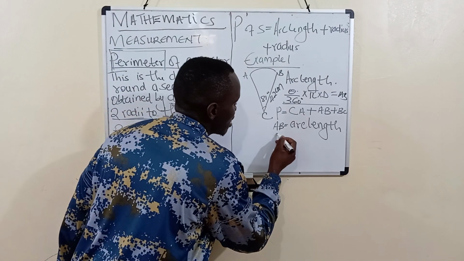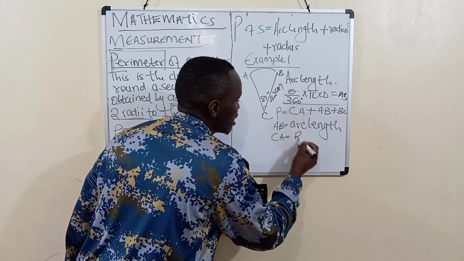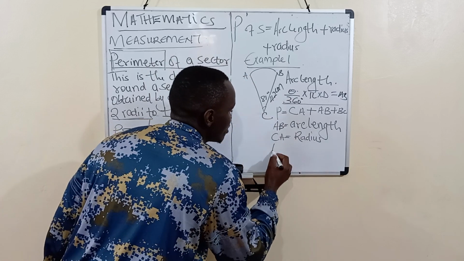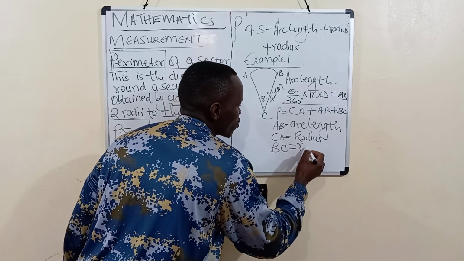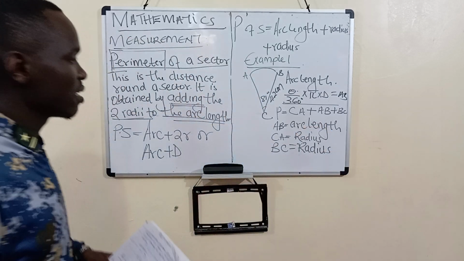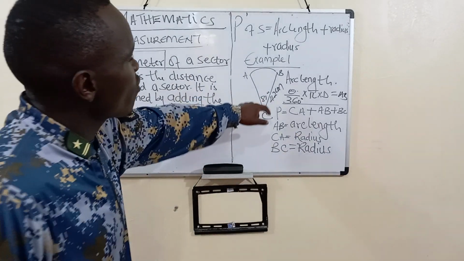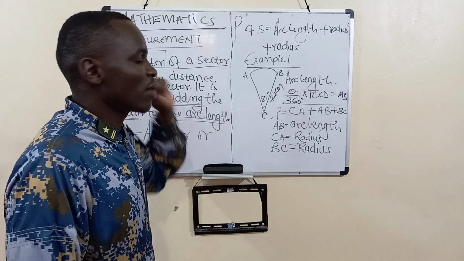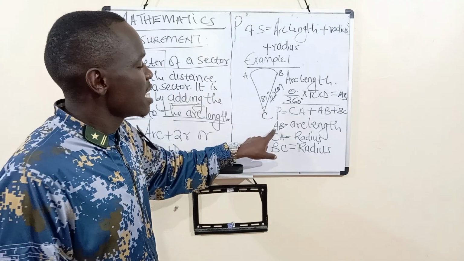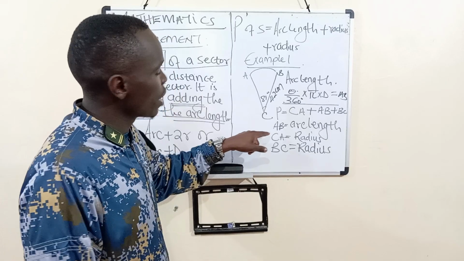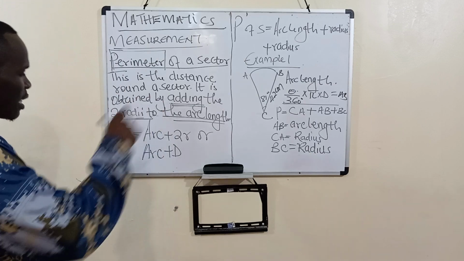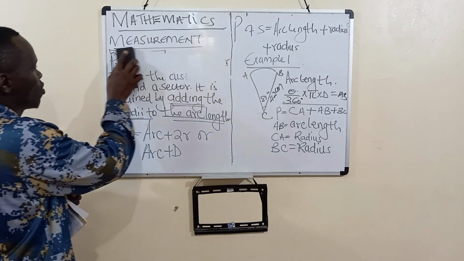Then distance CA is a radius, and distance BC is also a radius. So if we want to get the perimeter of the sector, we will first get distance AB, which is the arc length, then add the two radii, or the diameter for those who understand it more easily. Now, let us solve this problem.